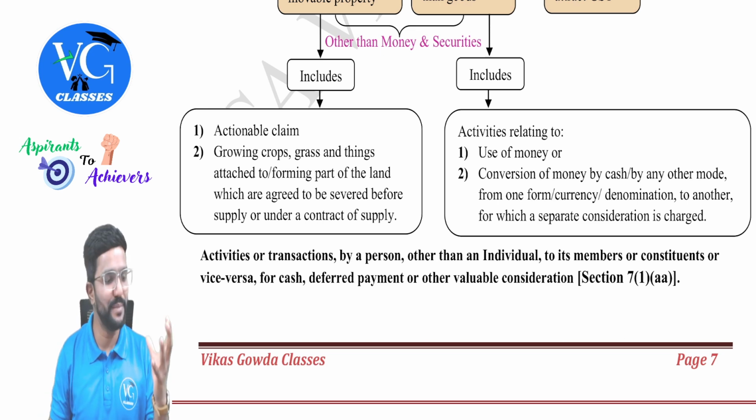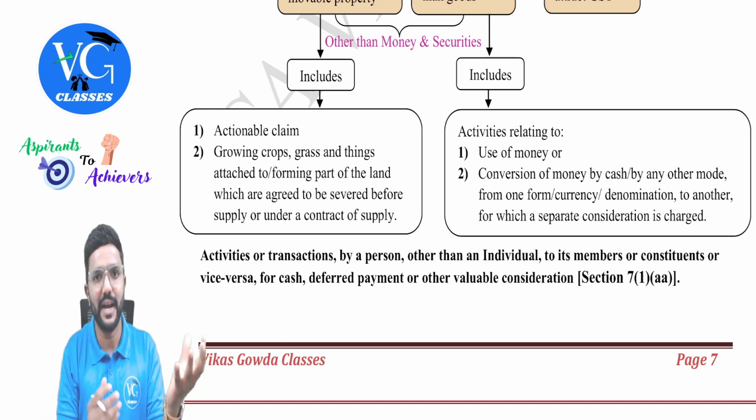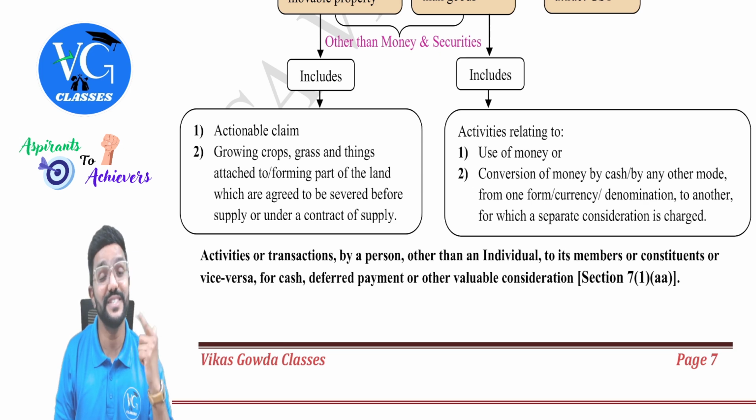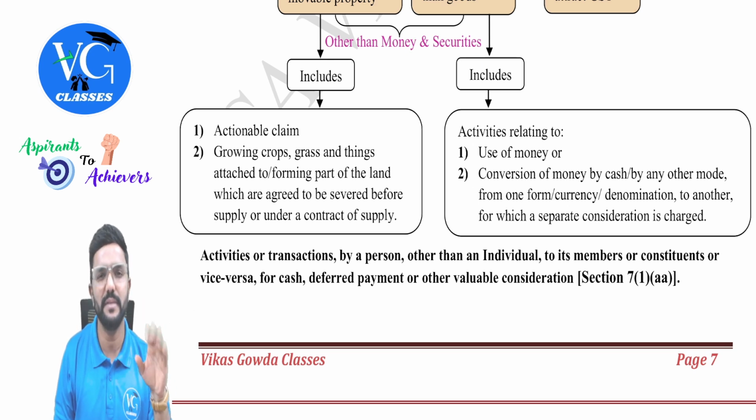For example, assume there is a tree attached to the land. I have agreed to cut and sell it to you. Now, is it a goods? Yes. Same way, assume crops. For crops, for agricultural activities, exemption is given, but let me just explain the definition of goods here.